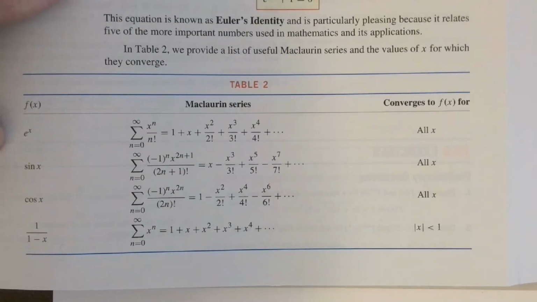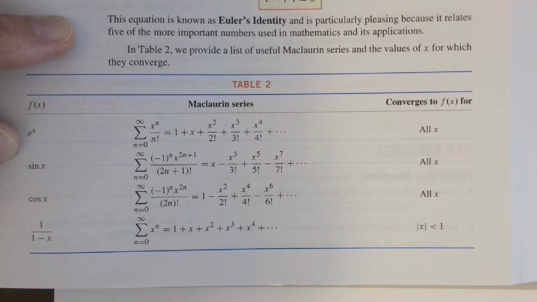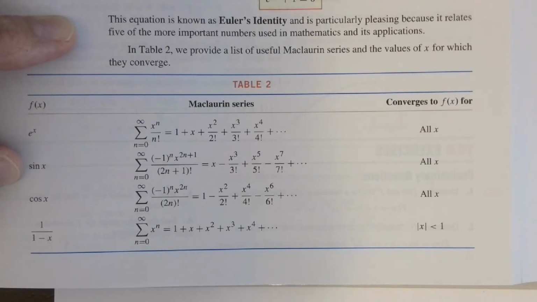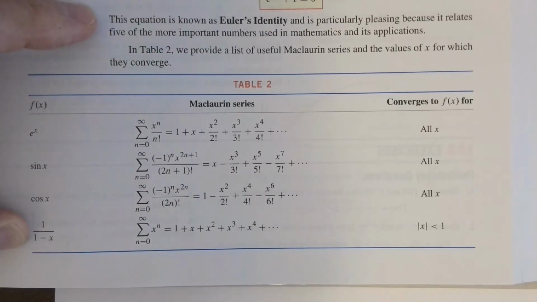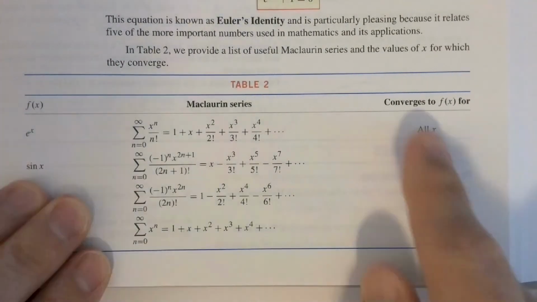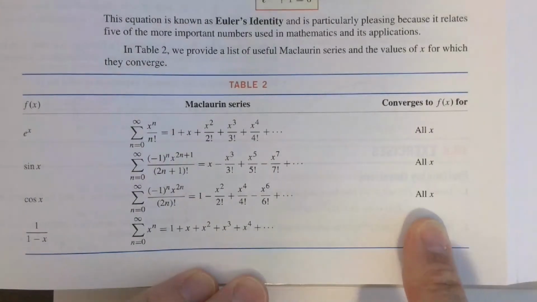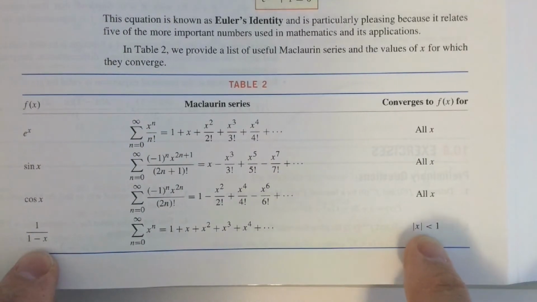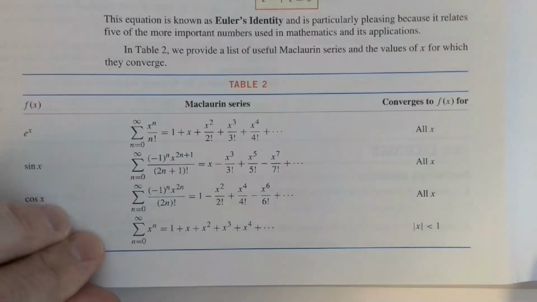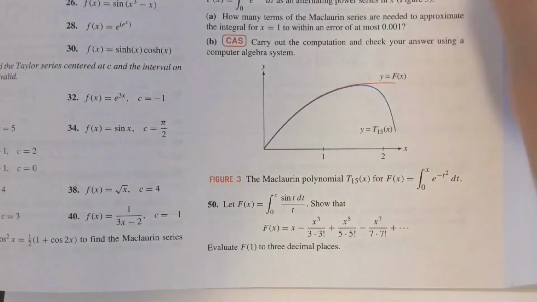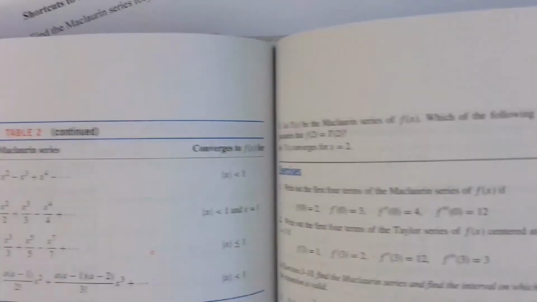But here is the Maclaurin series for e to the x. We derived that one in the first video. Sine x, we derived that one in the second video. Here's cosine of x. Here's 1 divided by 1 minus x, which we had when we originally talked about power series. Now this one's a little limited, obviously, because it only converges for values of x less than 1 in absolute value. That means between -1 and 1. And then on the next page we have some more examples.